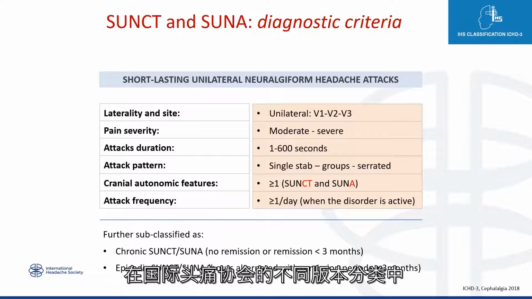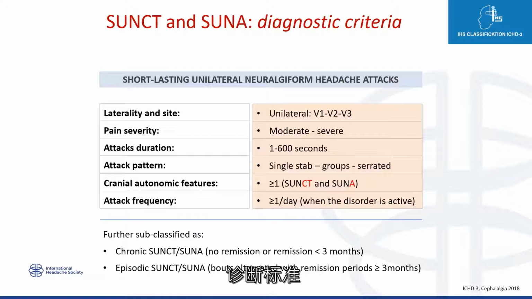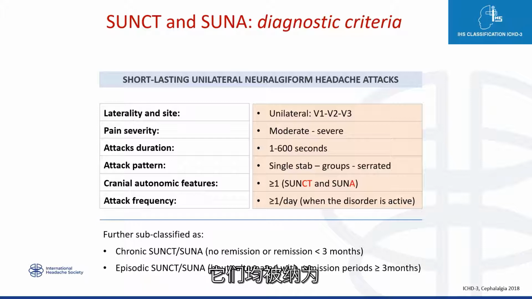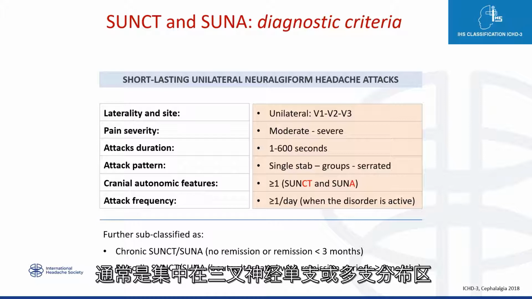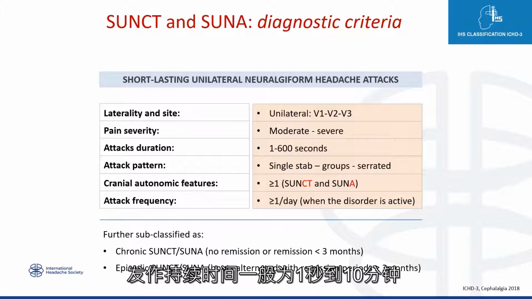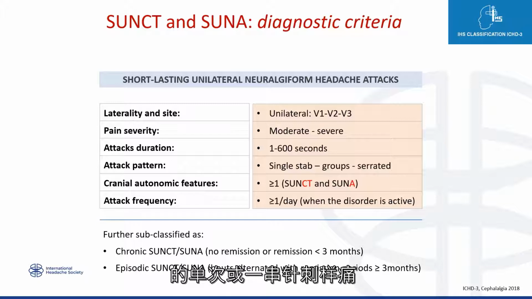The diagnostic criteria for SUNCT and SUNA have gone through some changes during the different International Headache Society classification versions. Currently, SUNCT and SUNA are classified within the trigeminal autonomic cephalalgias. They have been grouped under the term of short-lasting unilateral neuralgiform headache attacks, and they are characterized by one-sided head pain, normally centered over one or more of the trigeminal territories, moderate or severe in intensity, with attacks lasting normally between 1 second to 10 minutes, occurring as a single or group of stabs, or sometimes following a serrated pattern. The attacks should be occurring at least once a day when the condition is active.